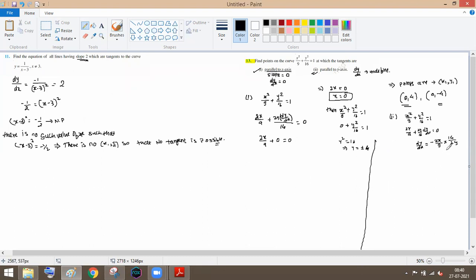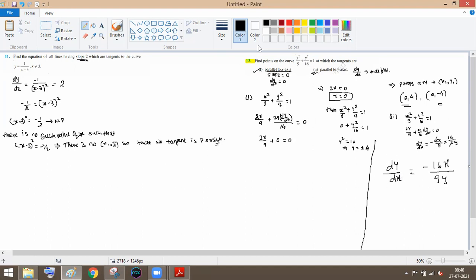16 upon 2y. Now, 16 goes here upon 2y comes here, so we can cancel this 2 and this 2. What will I get here? dy by dx equals minus 16x by 9y.